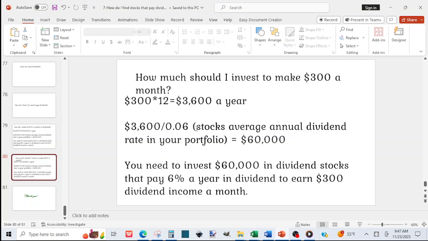How much should I invest to make $300 a month in dividend? So if you want to make $300 in dividend, you take that 300, you first times it by 12, and that will give you the amount you'll make a year. You take that 300 times 12, that will give you 3,600.